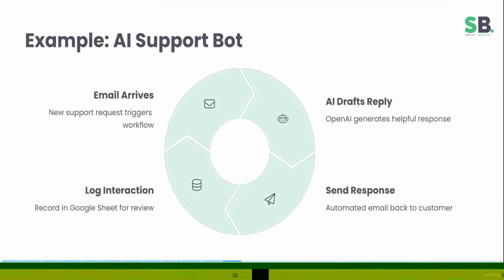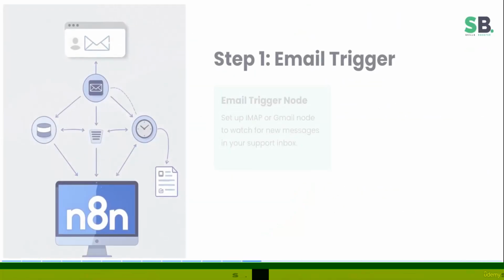An example of an AI support bot can look like this. First of all, we have email. An email inquiry arrives and a new support request triggers the workflow. AI drafts a reply. OpenAI generates a helpful response. Then we send the response, an automated email back to the customer. And we log the interaction. We have a record in Google Sheets for review.